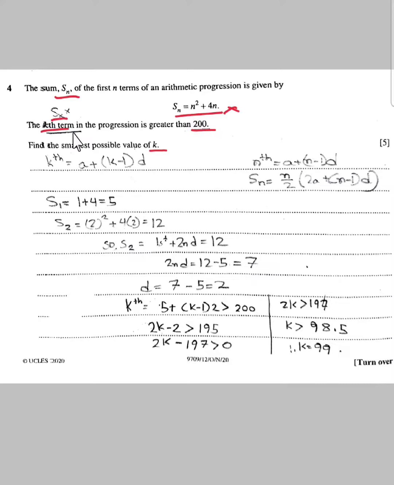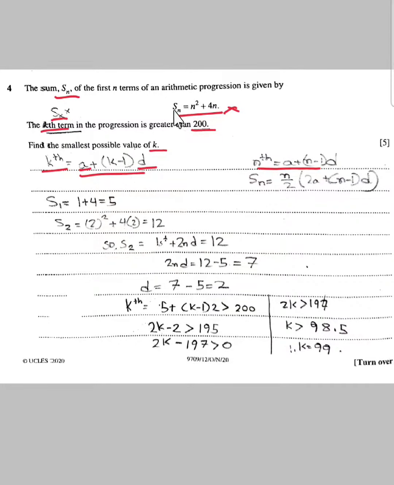So, the formula for the kth term, since this is an arithmetic progression, is a plus (k minus 1)d, that is this. The nth term is equal to a plus (n minus 1)d. So the kth term would be a plus (k minus 1)d. So to solve this, we need to find the value of a and the value of d.